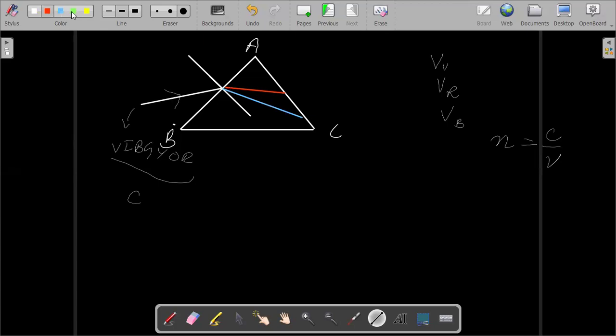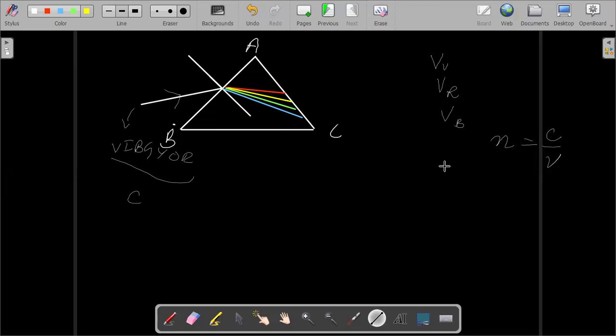Now, can you repeat that sentence again? It will be like this. See, the different colors will have different refractive indices. Just one minute. Okay, there are five messages I couldn't see. Okay.